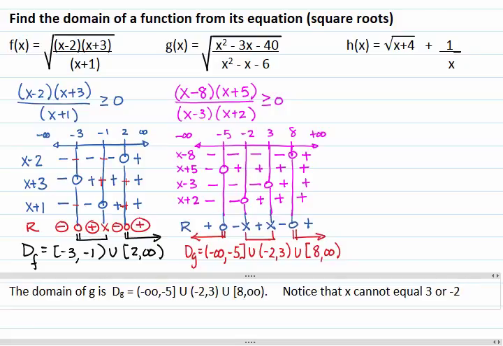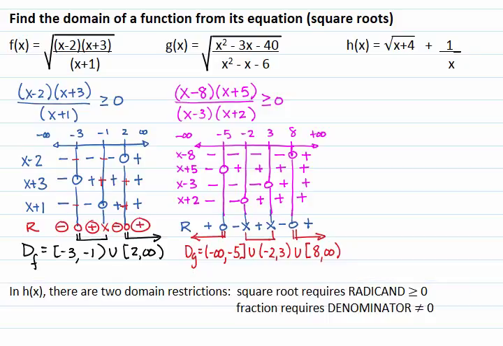So after we factor the radicand and create the sign table, the areas of the number line that produce positive or 0 value for the expression and indicate the domain are from negative infinity to negative 5 closed, union from negative 2 to 3 open on both ends because these are 0s of the denominator and division by 0 is undefined, union 8 to infinity with the interval closed at 8.